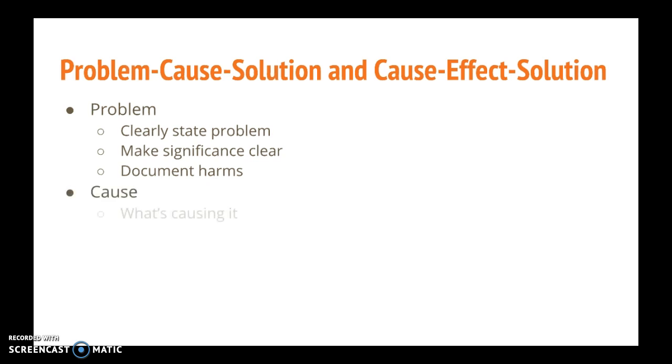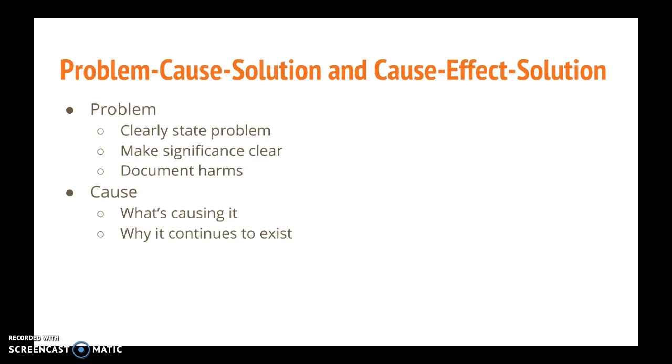Next, you have to talk about the cause, and this is what's causing the problem. So you have to talk about the root of the problem, not what the problem is causing, but what is causing the problem, if that makes sense. So you have to talk about what the origin of this problem is, as well as talking about why this problem continues to exist. So talking about why the government hasn't already fixed this problem, or why we as a people haven't already fixed this problem.